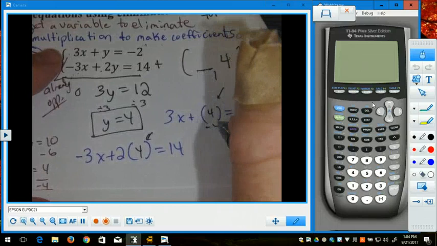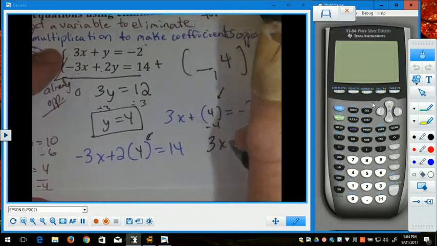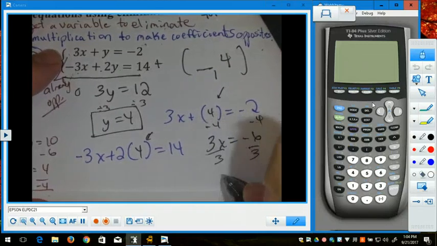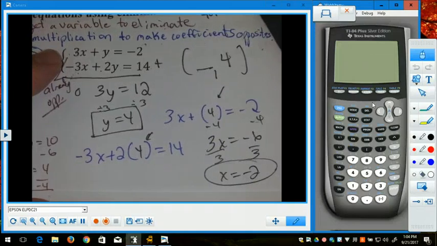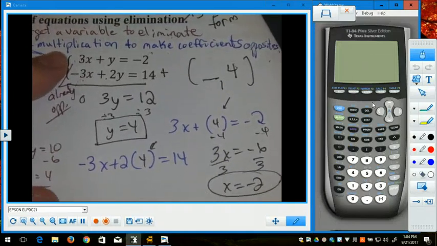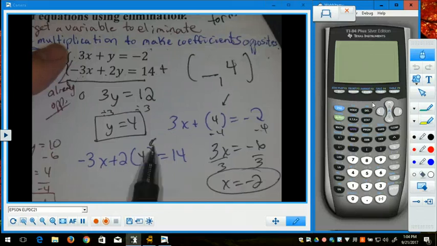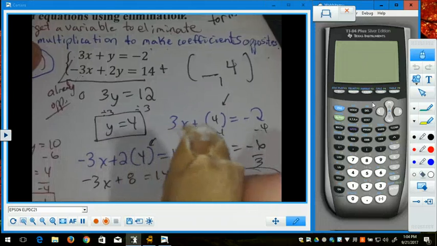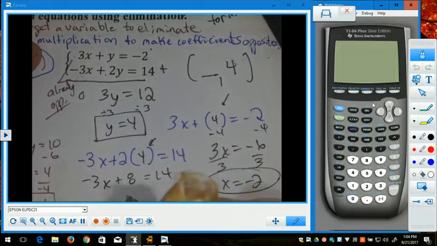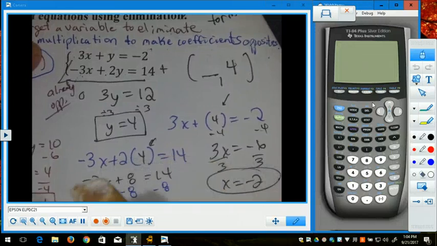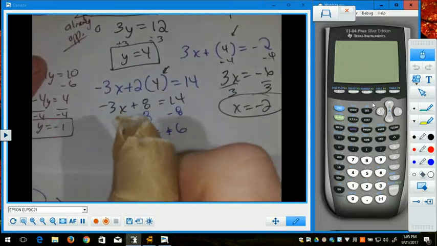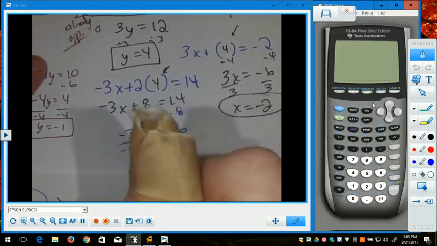Here I'm going to take away 4 from both sides. That leaves me with 3x equals -6. When I divide both sides by 3, I get x equals -2. So I think that's my answer for x, but I'm going to check it by plugging into the second equation. So I have -3x plus 8 equals 14. I'm going to subtract 8 from both sides. That gives me -3x equals -6. Oh no, equals +6, so we're okay. And when I divide both sides by -3, I get x equals -2 again.